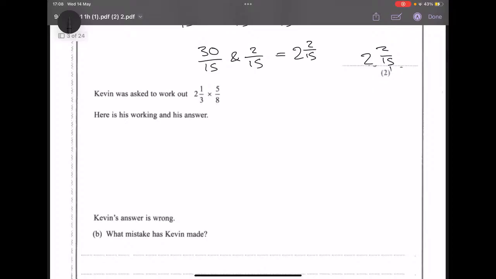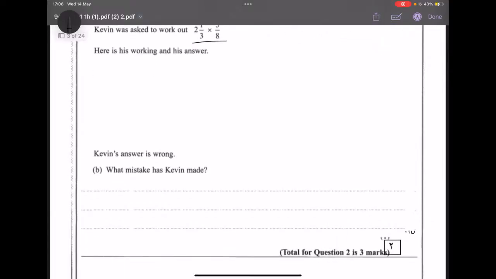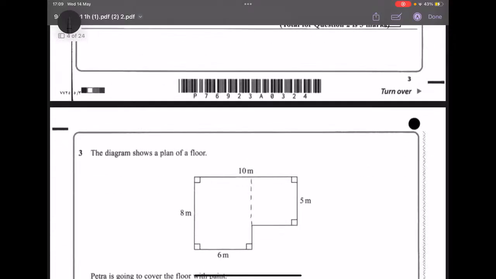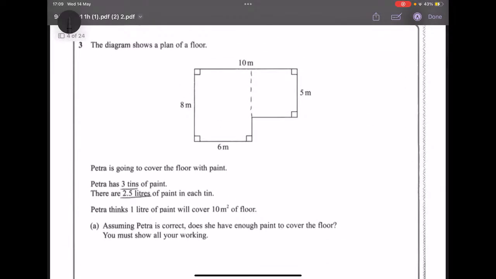Moving on to part B, we are asked what is the mistake in his working out. So what we'd do is convert 2 1/3 times 5/8, converting the mixed number to a fraction. This would be 7 over 3 times 5/8, multiply top by top, 35, and 3 by 8, 24, and that is our answer. Moving on to question 3.